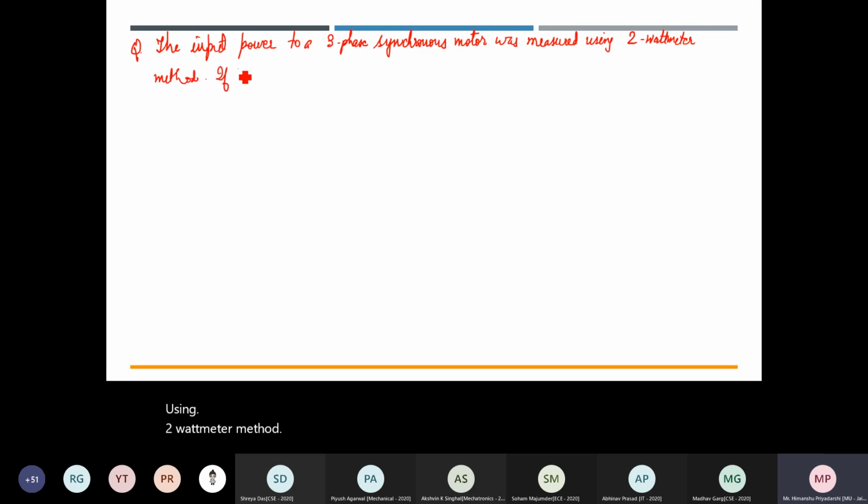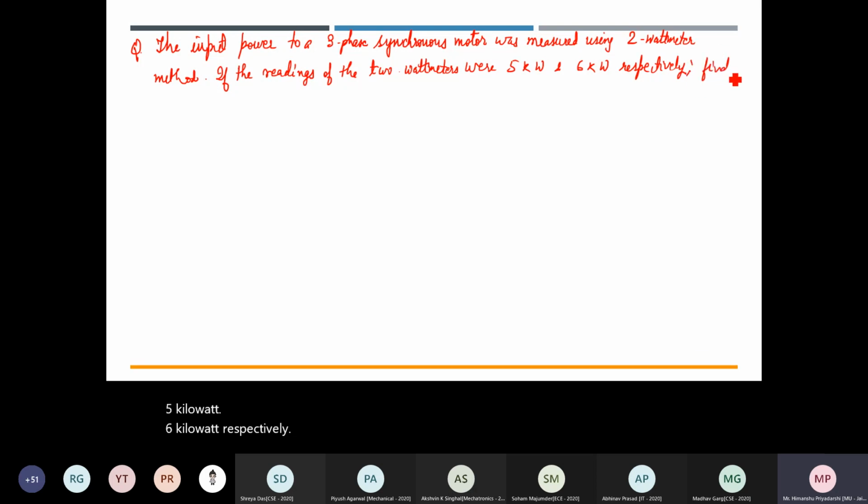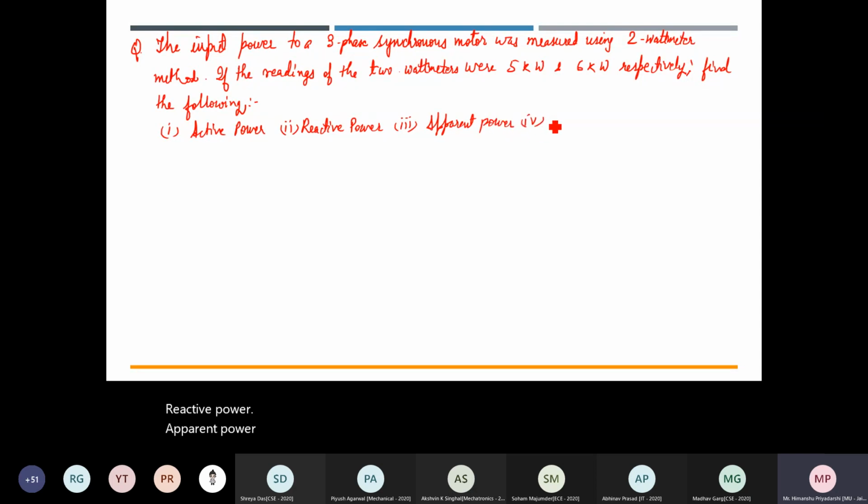Okay. If the readings of the 2 wattmeters were 5 kilowatt and 6 kilowatt respectively, find the following: active power, reactive power, apparent power, and power factor.